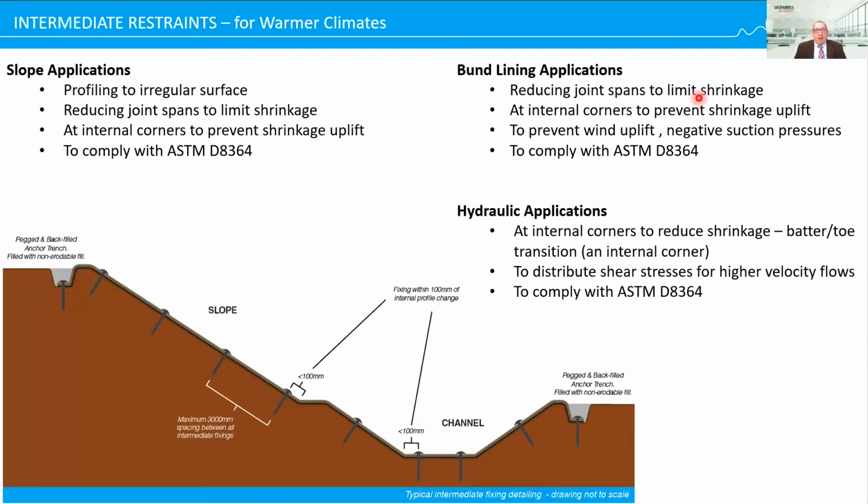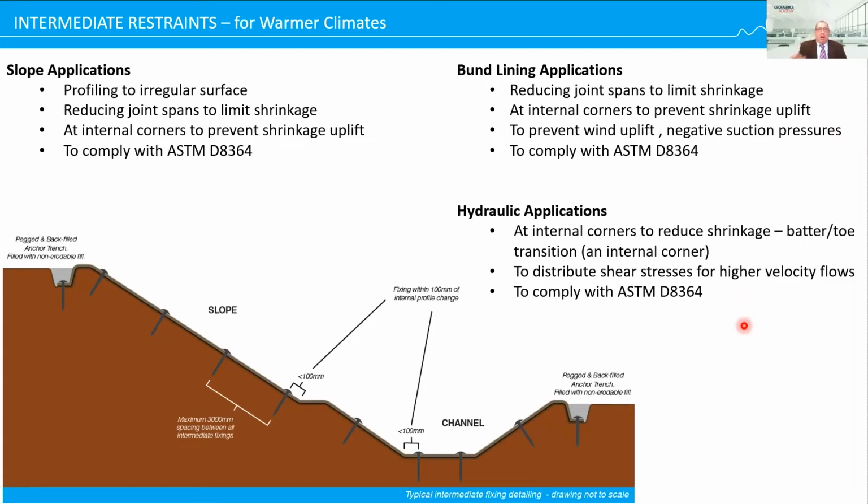In bund lining applications, pegs are also used to reduce joint spans and limit shrinkage, to prevent uplift at internal corners, to prevent wind uplift from negative suction pressures on bunds, and to comply with ASTM D8364. And finally, in hydraulic applications, pegs and intermediate restraints are used in the design at internal corners to reduce shrinkage.